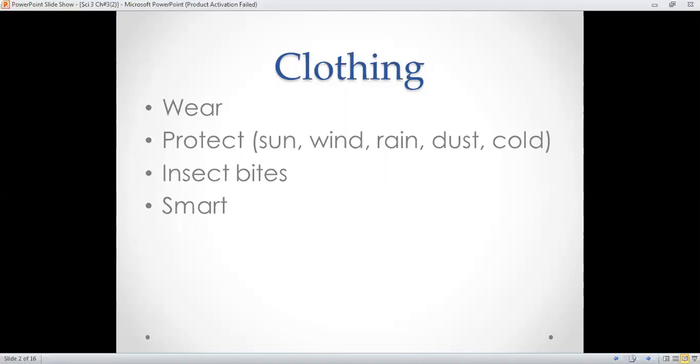Then next is insect bites. As I have given you the example of mosquitoes, mostly mosquitoes can bite us, so we can wear clothes. And why is the word written here as smart? Why is it written as smart? Because when we wear different, colorful clothes, we look very pretty, we look very smart.